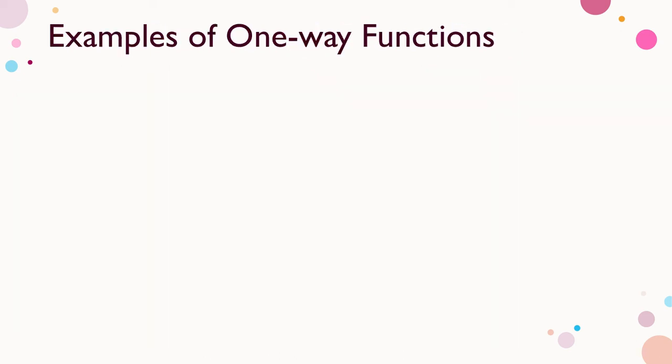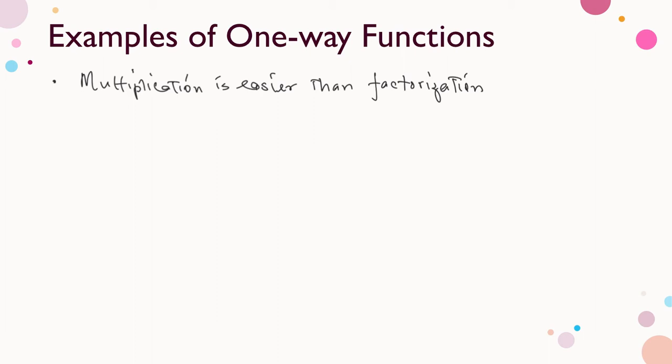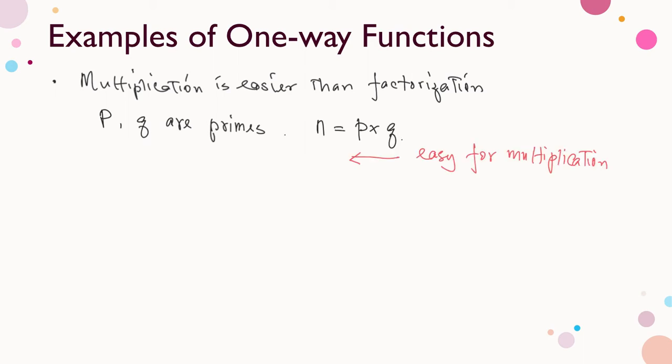Choices of one-way functions are plenty. A simple idea comes from the fact that multiplication is easier than factorization. Given two primes p and q, it is easy to multiply them to get n. However, given n, particularly when n is large, it is difficult to factorize n for p and q.